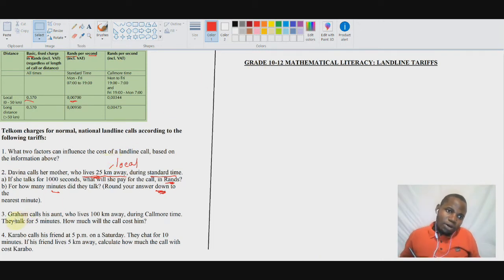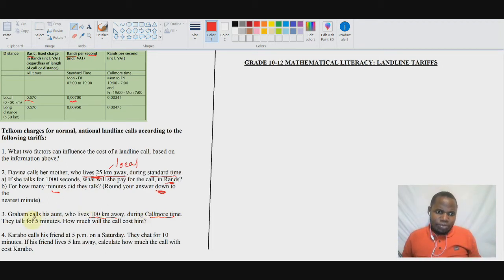Okay, now they are saying Graham calls his aunt who lives, underline when they are talking about distance, underline because you need that information. Now the aunt is living 100 kilometers away, and they also told you the time of the call, during call more time. Okay, so now you have 2 pieces of information already. Now you have the distance that is given there. You don't use your distance in the calculation, but they are telling you about whether it's a local or long distance call. You're not gonna use the distance anywhere in your calculation, but it will guide you to take local or long distance call.